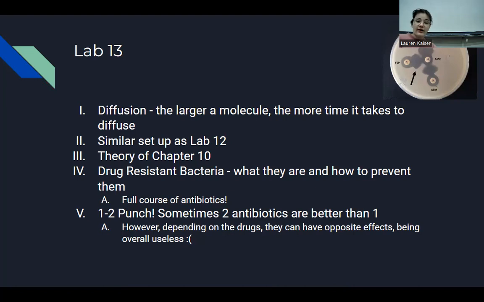And you'll see that on the plate. This up in the right hand corner isn't a poorly placed Kirby Bauer test. Those discs aren't being moved around. Those are their synergistic effects. But in general, think about how antibiotics could work together, because they could work very well together, or they could have opposing effects. We'll get into that later when we think about the modes of action of antibiotics.